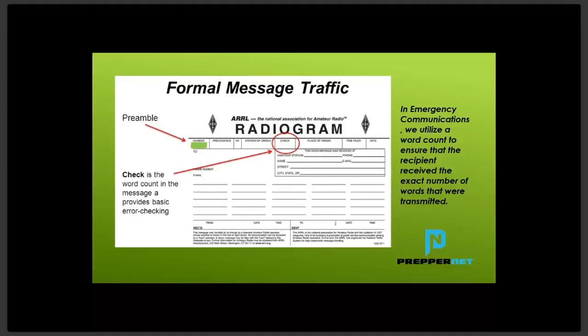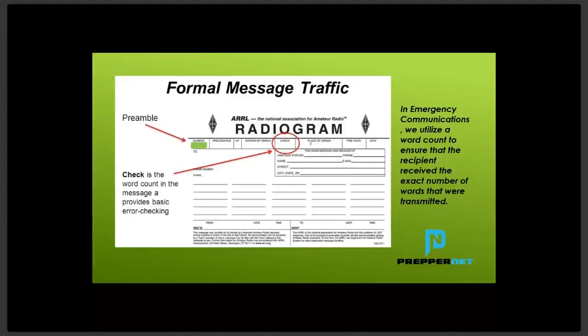And the whole idea of this formal message traffic is it should contain all the information that is needed. We have a precedence. A precedence has a number hierarchy. I believe it goes 1 through 5, with 1 being absolutely critical emergency, and 5 being the most informal, non-emergency, congenial, personal message type.